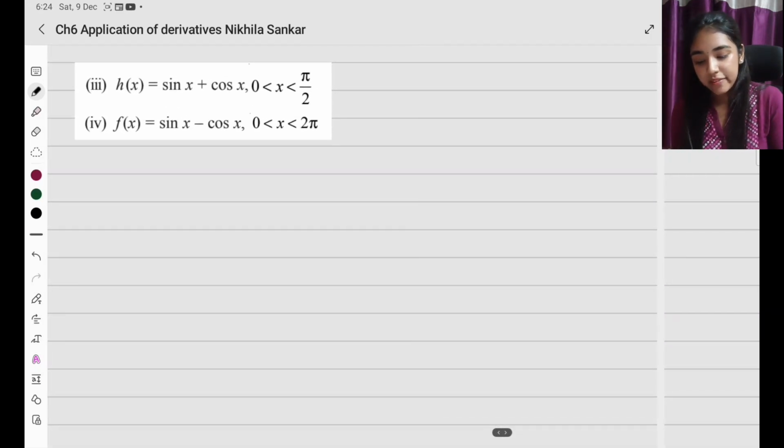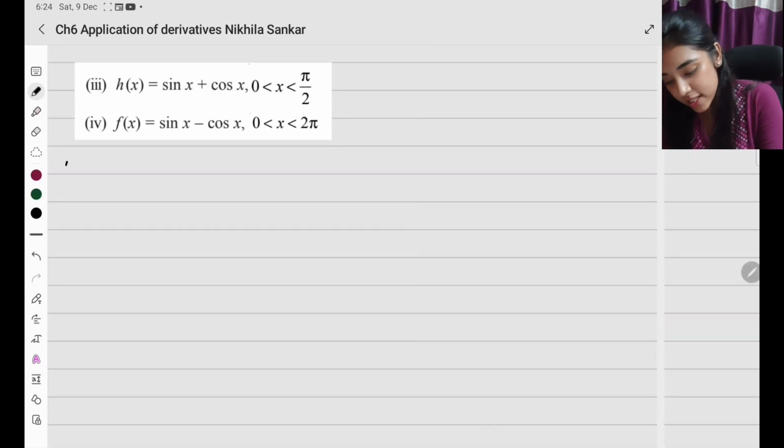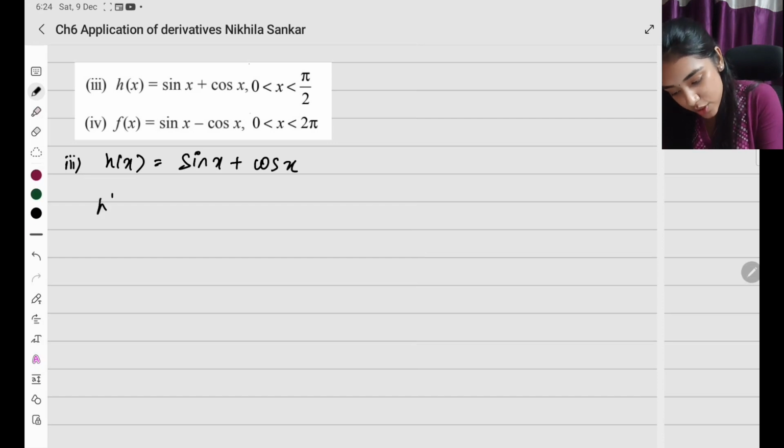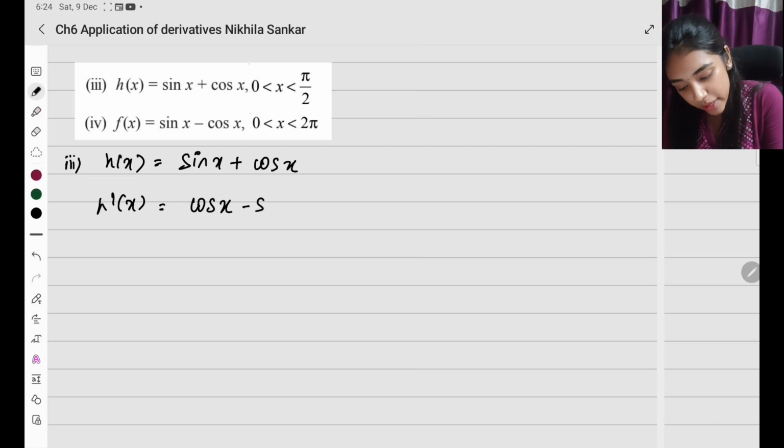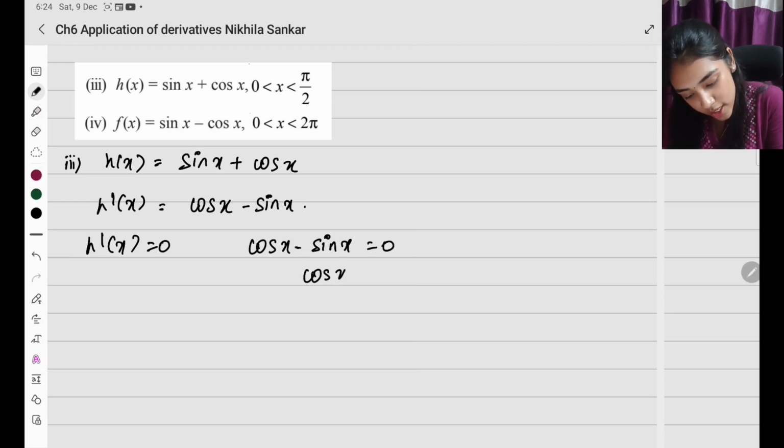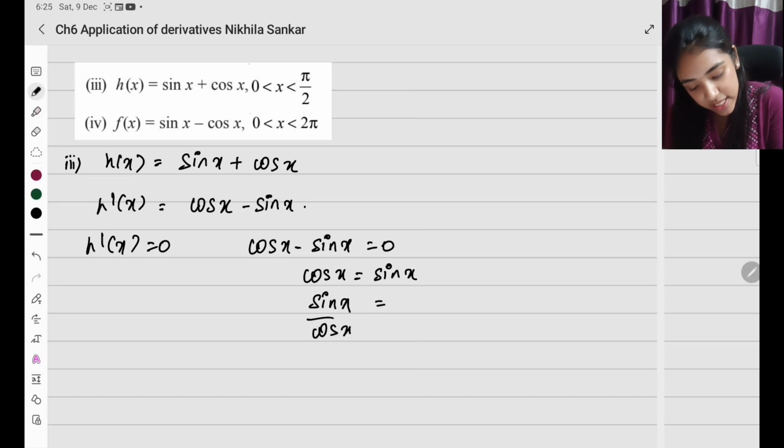Subsection 3. I have h of x equals sin x plus cos x. Now, third subsection, h of x equals sin x plus cos x. So, h dash of x, when I differentiate, I have cos x. Cos x derivative is going to be minus sin x. Now, I need to equate this to 0. So, I have cos x minus sin x equals 0. Cos x equals sin x. I can also write this as sin x by cos x equals 1, illa cos x by sin x equals 1. So, either way it is going to be the same.